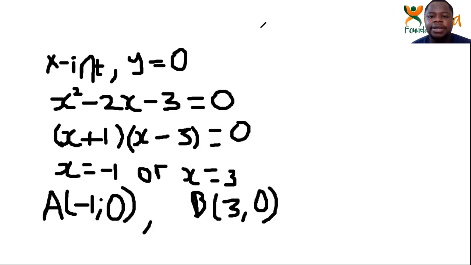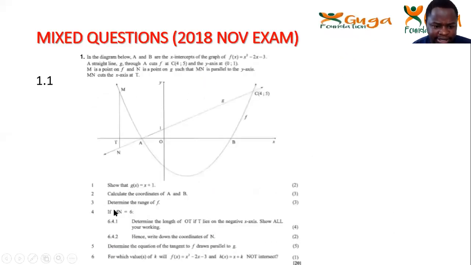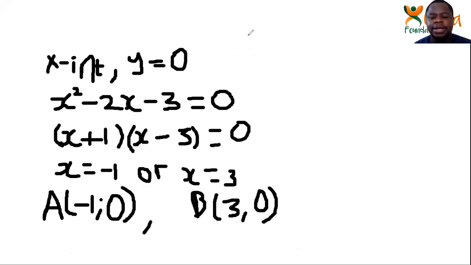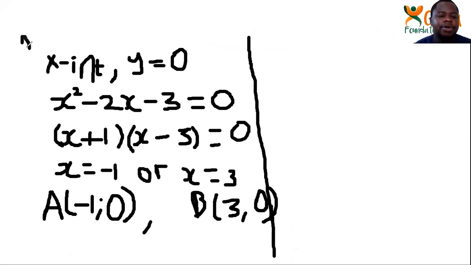Okay, now let's go back to the second question. On the second question, they say determine the range of f. This is the graph. For the range, you have to know the turning point, because the range we talk about, those are y values, and then the domain, those are x values. So now you have to find first what we call the axis of symmetry of this function f. Okay, this was your number 2.